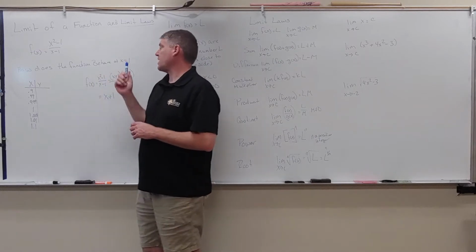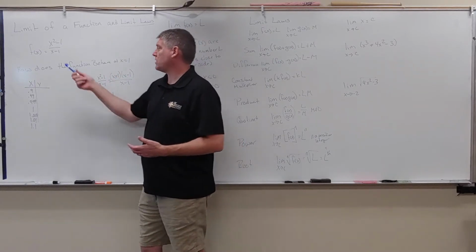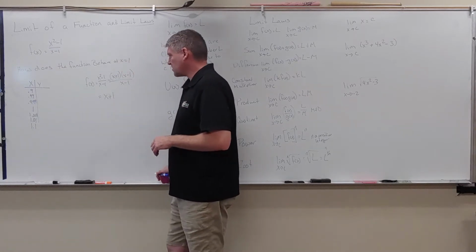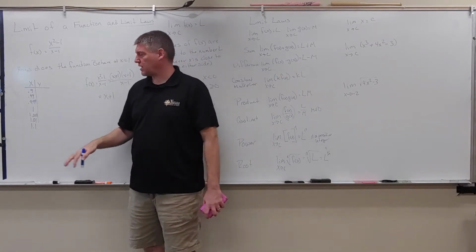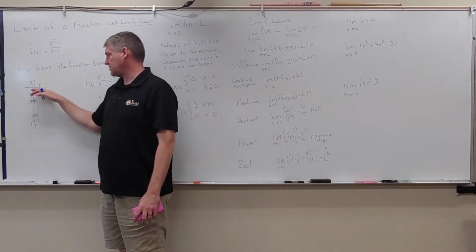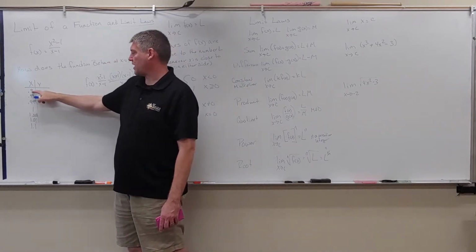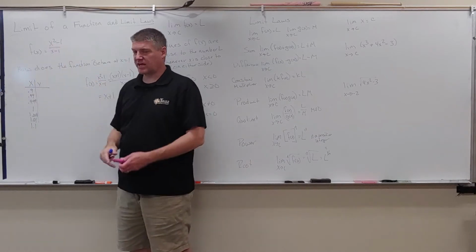How does this function behave at x equals 1? Well, we know that we can't plug in 1 here because then we'd have a 0 in our denominator. So the first thing I want you to do is look at what happens when I get really close to 1. We're going to start by plugging in 0.9 into this and just see.